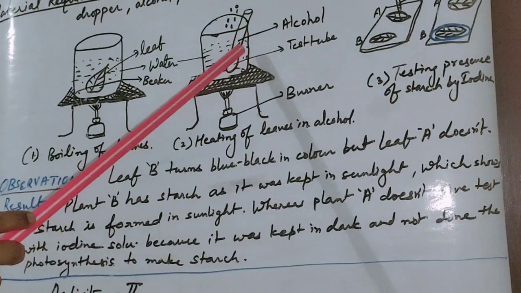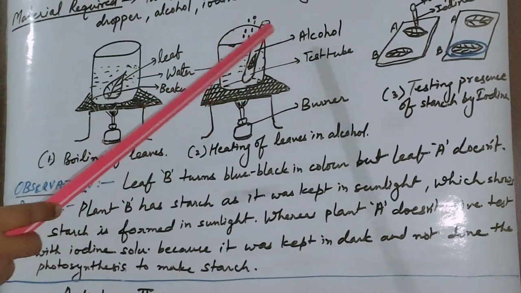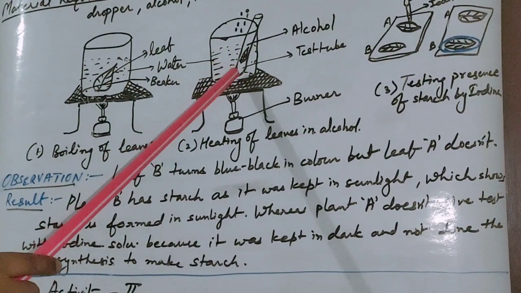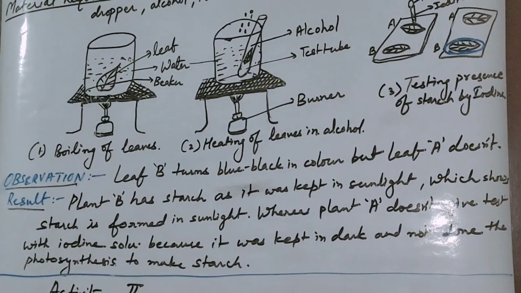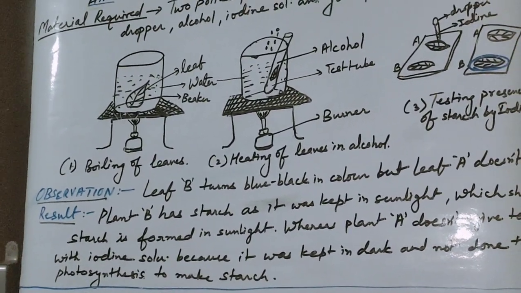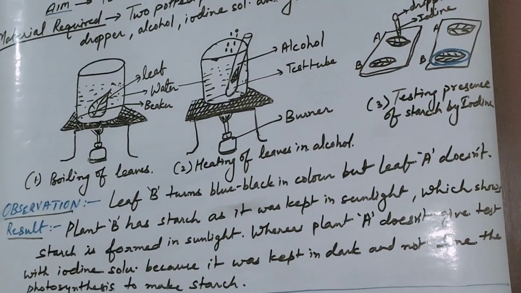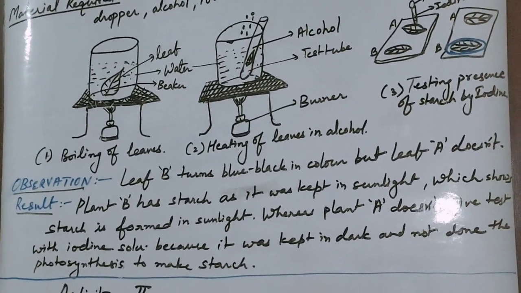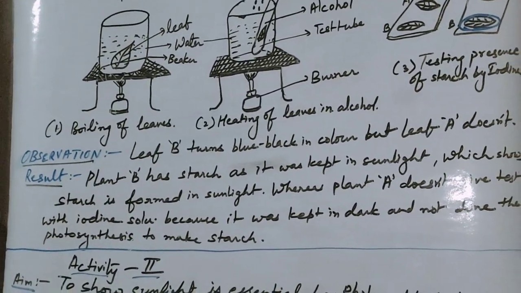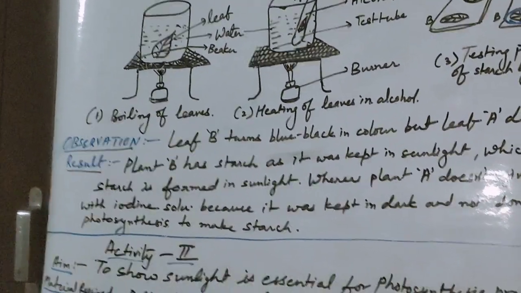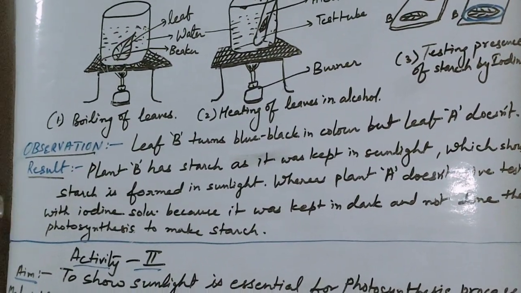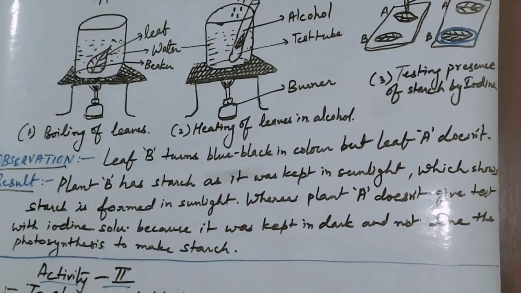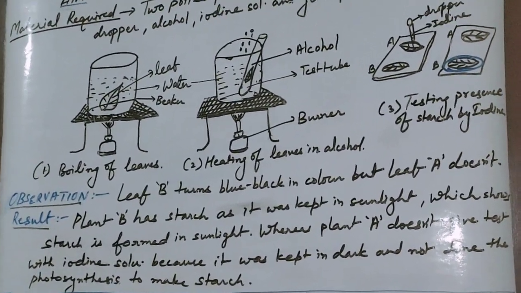While we are heating it in alcohol, the alcohol decolorizes the leaf, and it will show burning alcohol. We will heat the leaf kept in the test tube for 4 to 5 minutes in alcohol, which destroys the chlorophyll of the leaf. So the color of the leaf will not be green. We will take it out, wash it in warm water and remove the alcohol from it.